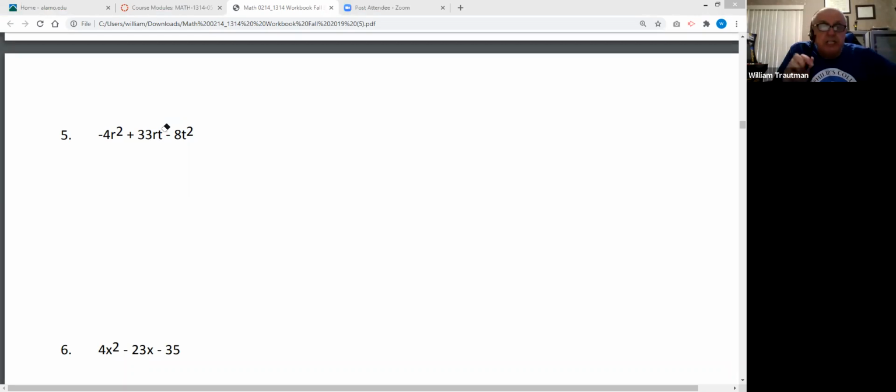However, look at this one. The R squared, the number in front is negative. So, and this is the first time we've had this, we don't want a negative here. We don't want a negative right there. We don't want that.